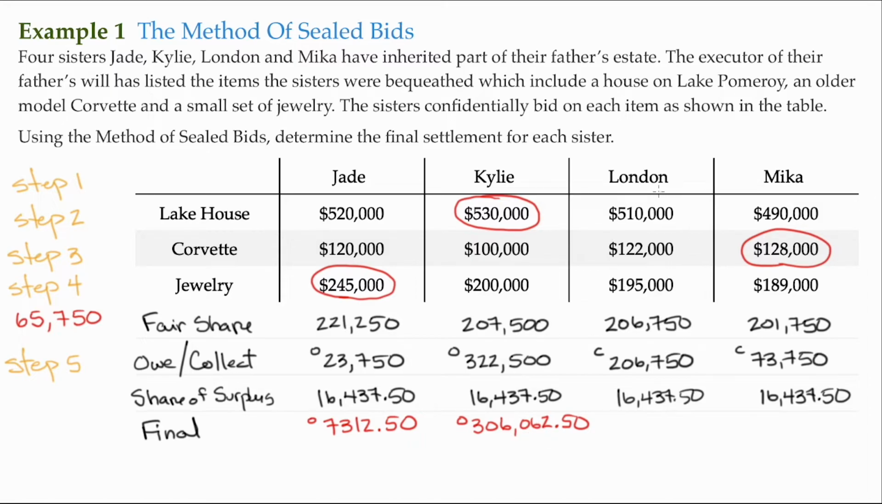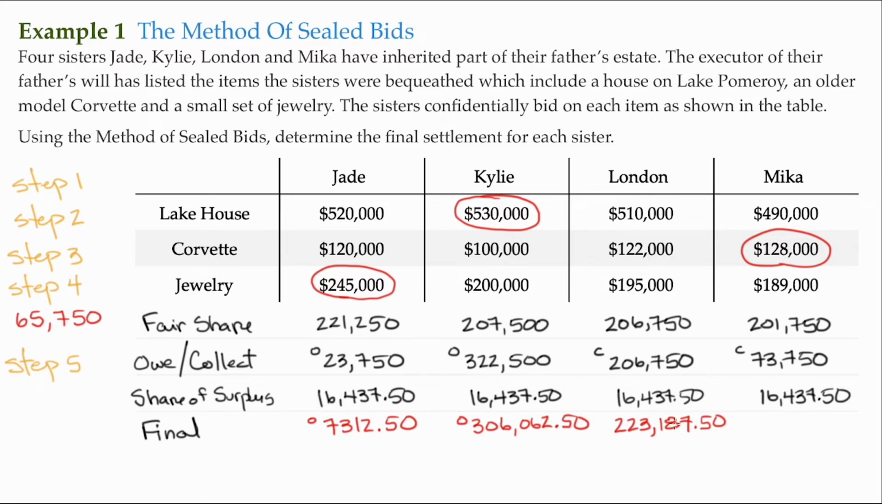London simply collects $206,750. Then again, she winds up getting another $16,437.50. So we just total these. So she winds up getting $223,187.50. So her final settlement is a cash payout of $223,187.50.